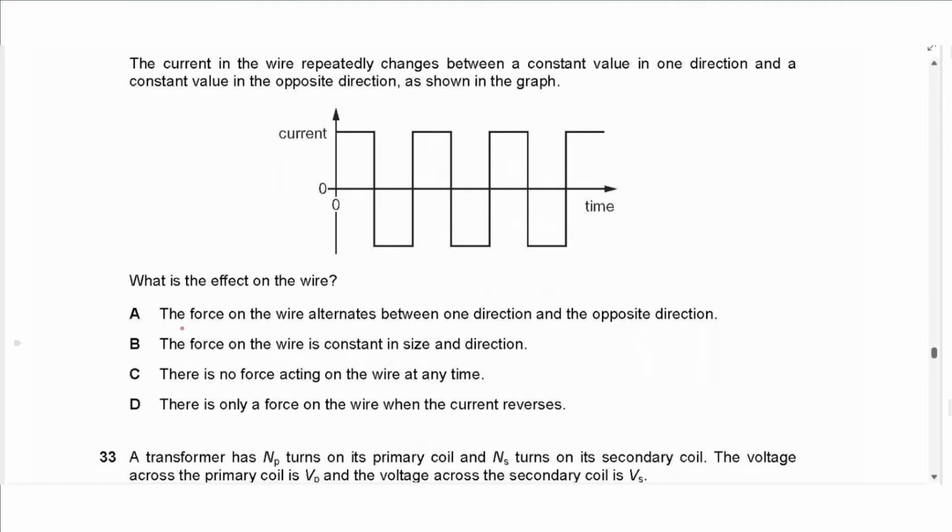So the choices are: the force on the wire alternates between one direction and the opposite direction. That is a correct sentence, so the answer is A.